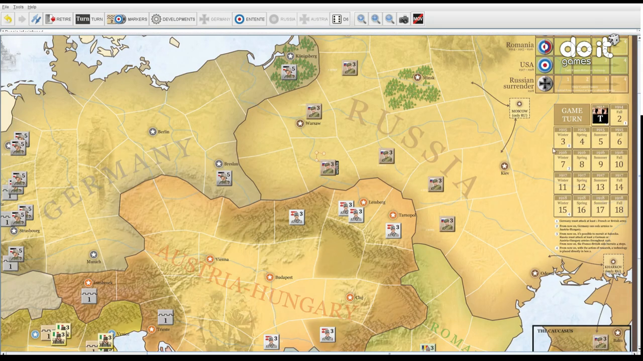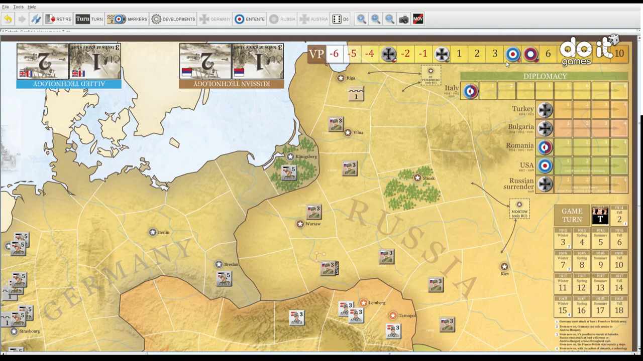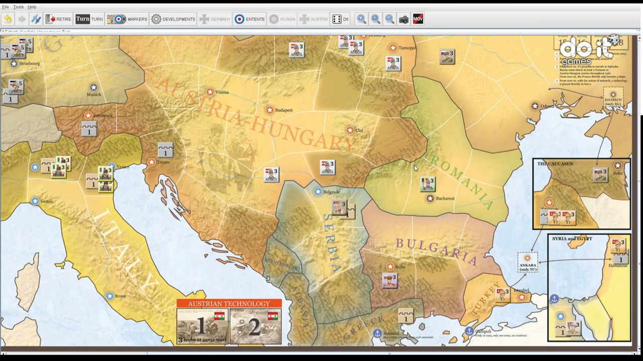Okay, we have the turn marker. There are some notes on what happens in different years. We will play 18 turns. At the end of the last turn, we will see the victory points, and this will give us the winner of the game.